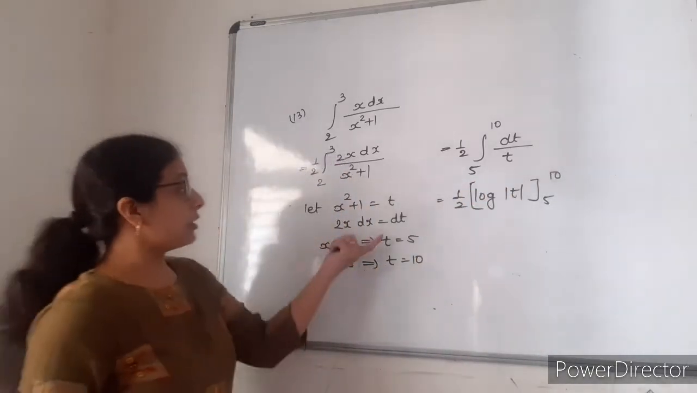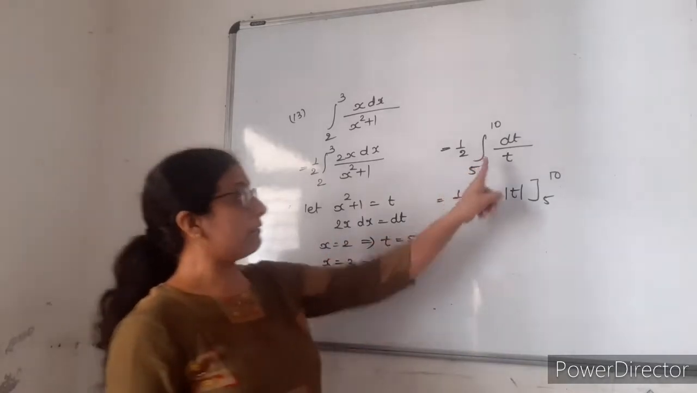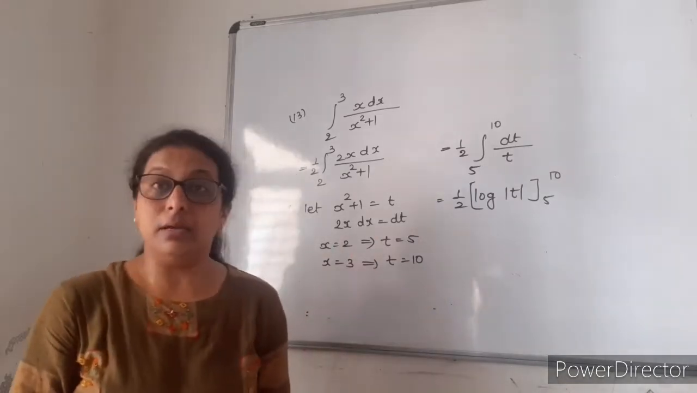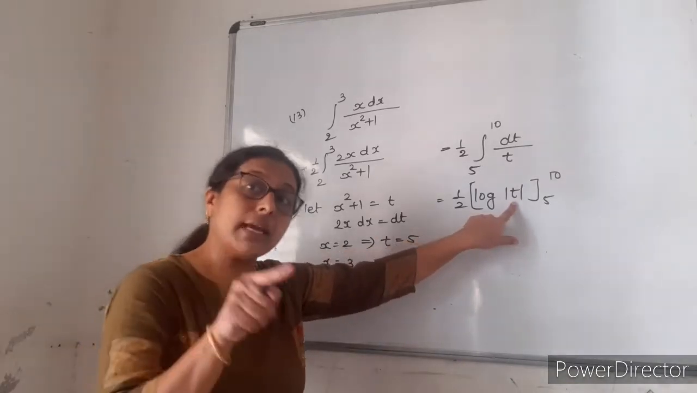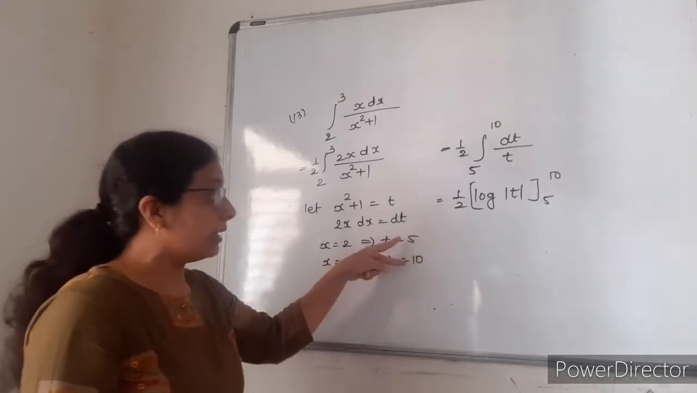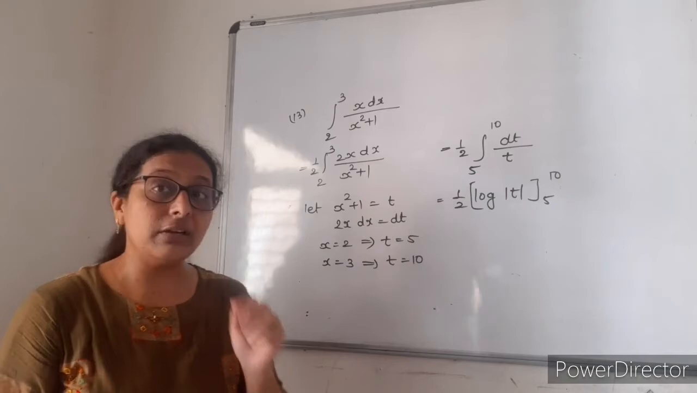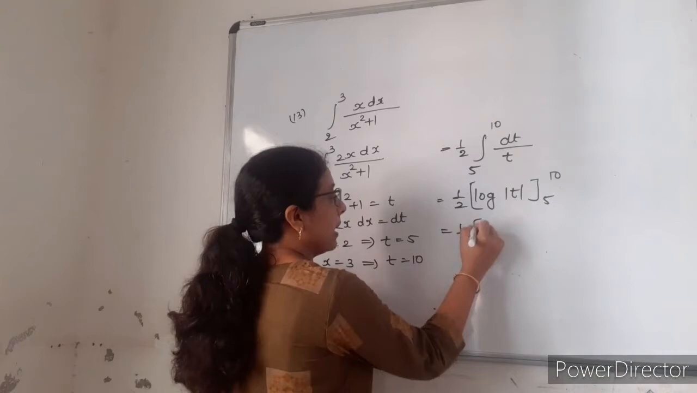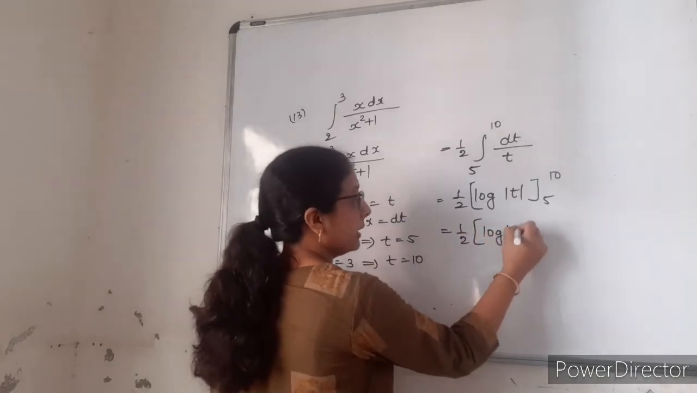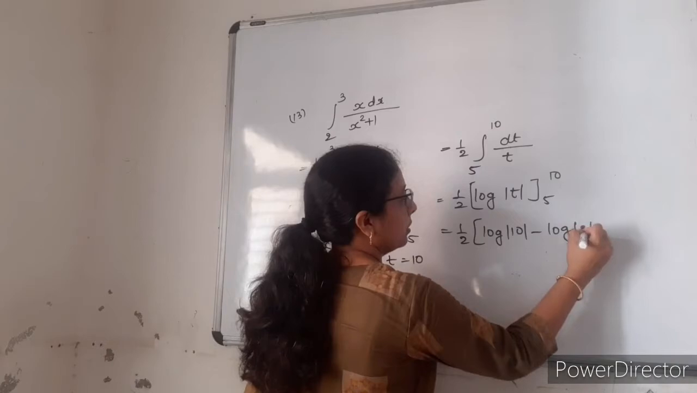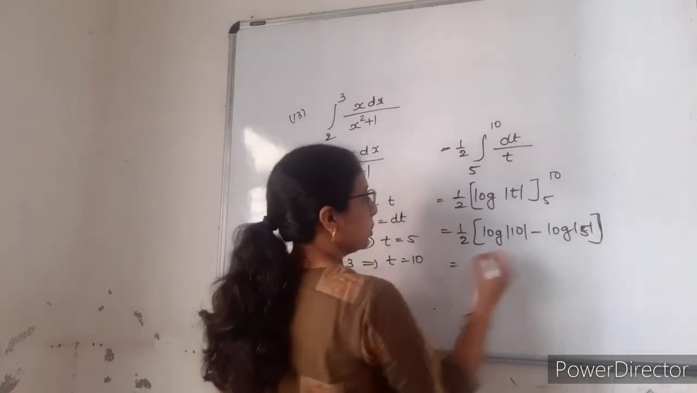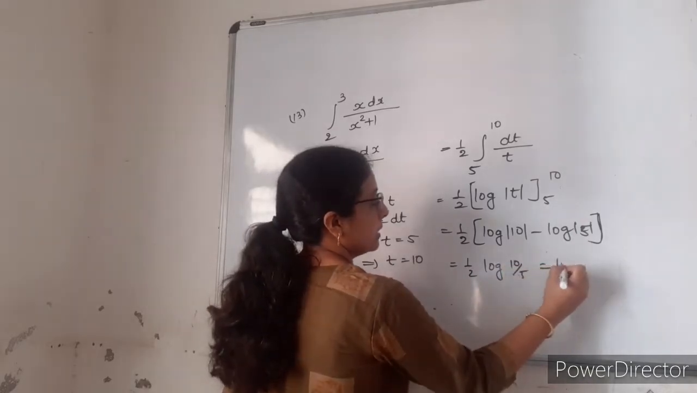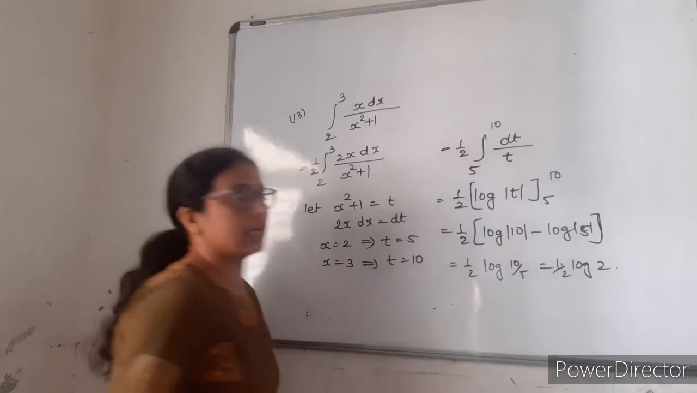Now if you don't want to change this limit, you first have to write x square plus 1, replacing the value of t, and then apply the limit. But I will change the limit, so there is no replacement; there is no need to put the original value back. And that's why 1 by 2 into log 10 minus log 5, and that is equal to log 10 by 5, that is 1 by 2 log 2 is our answer.